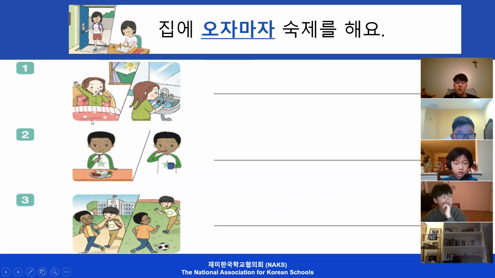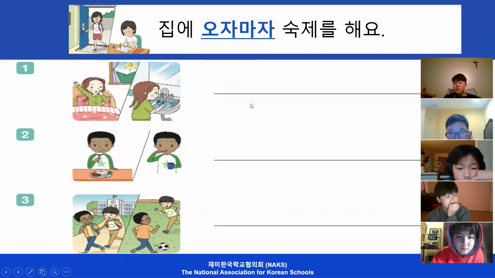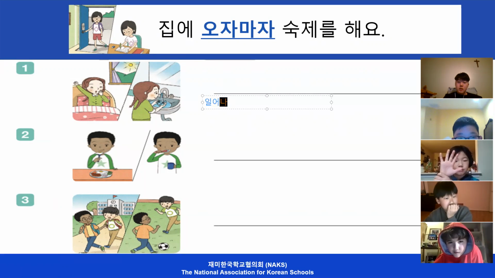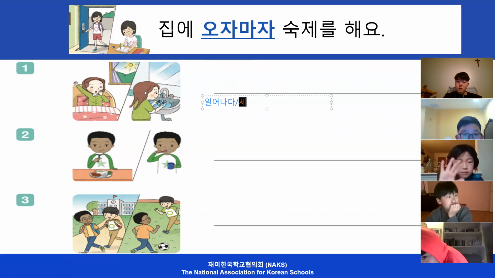So this is her waking up, and this is washing her face, I believe. In this picture, I believe she's washing her face. So I'll give you the verb for it. Waking up, 일어나다, and then washing hands, or no, washing face.